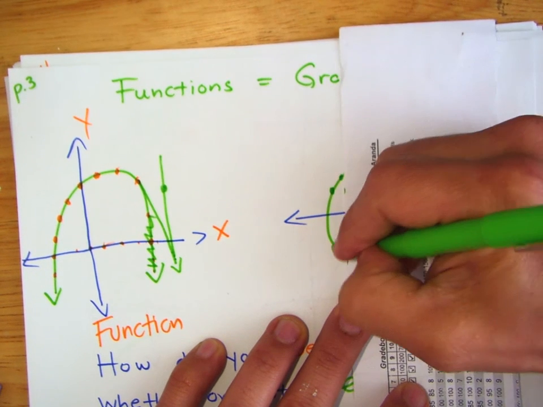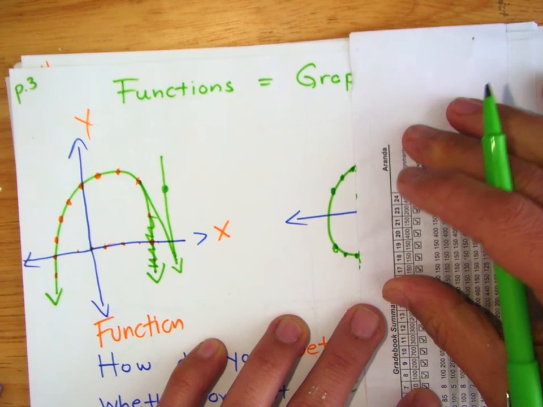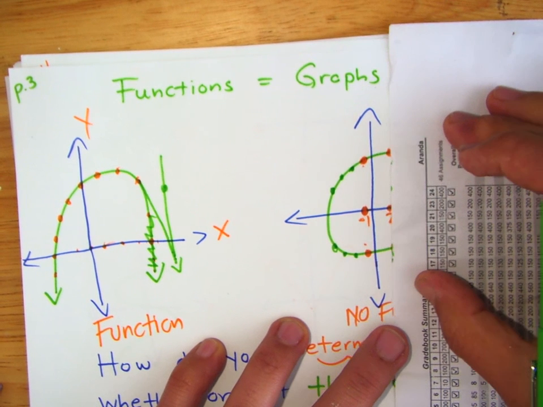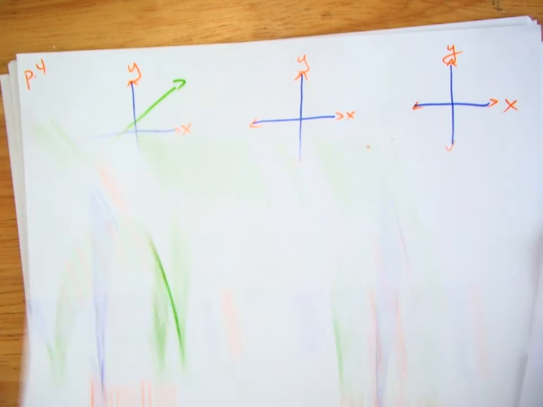Right here, it hits it twice. Doesn't matter. It could have hit it once, but as long as it hits it twice, that's fine. You see that? So that's not a function. All right? So pretty good.